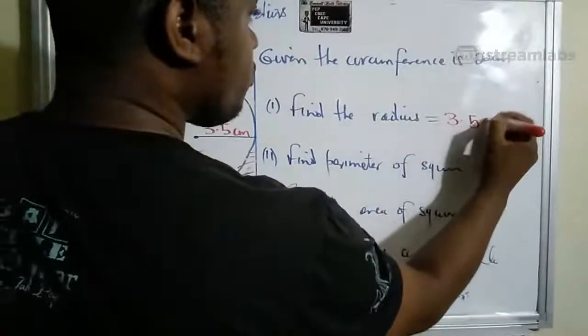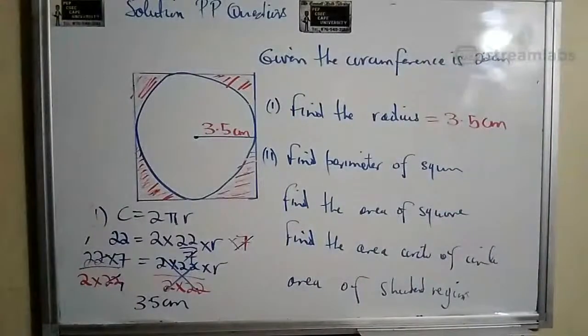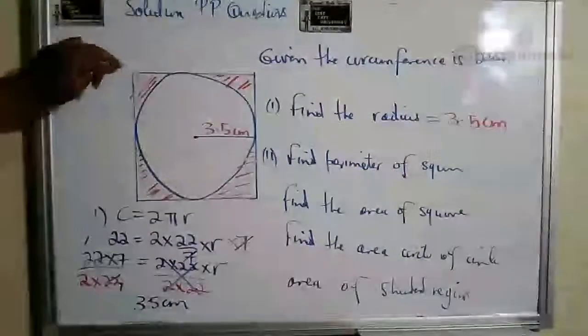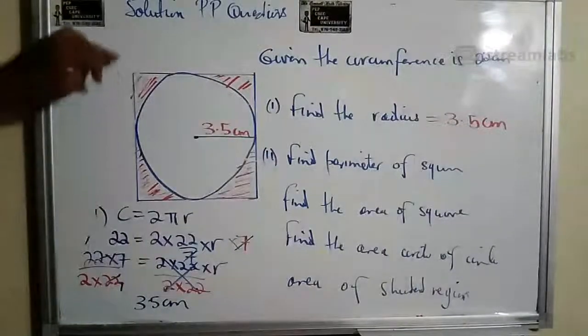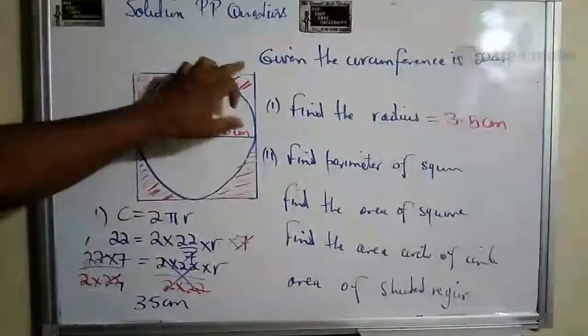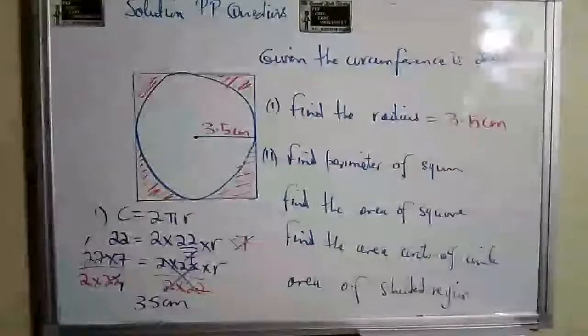Very important information. So now that we know the radius is 3.5, how can we find the perimeter? Perimeter is the total distance around an enclosed shape. Now, this is enclosed. Alright, so let us reason this out.